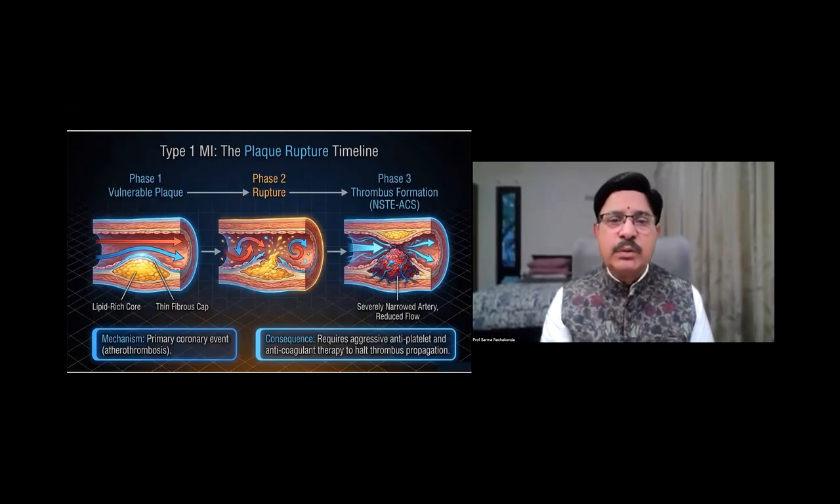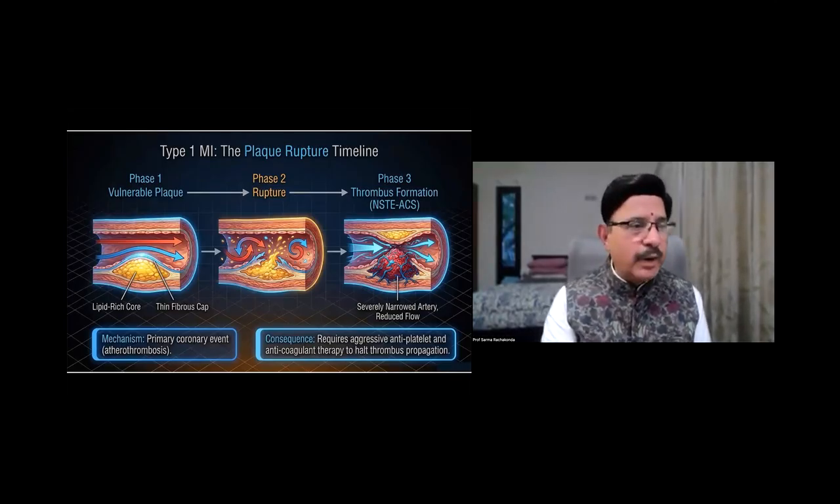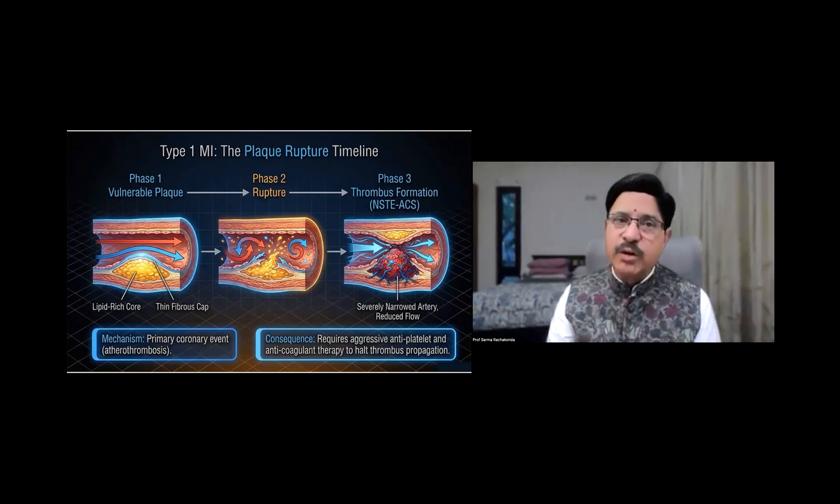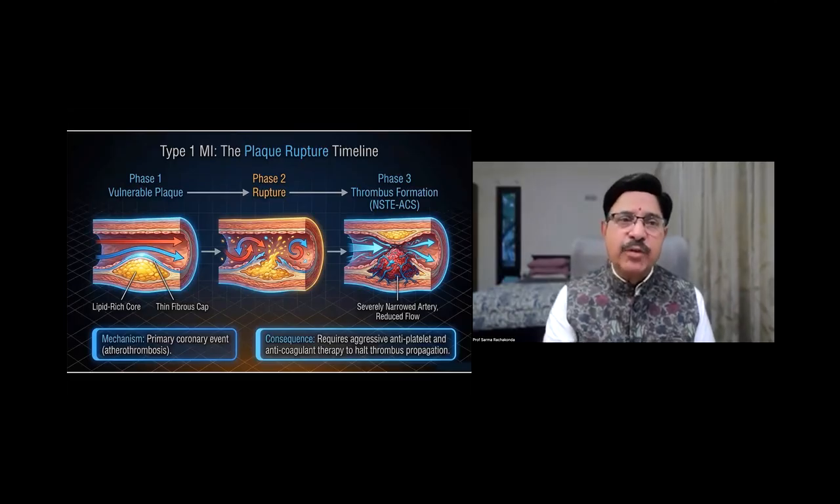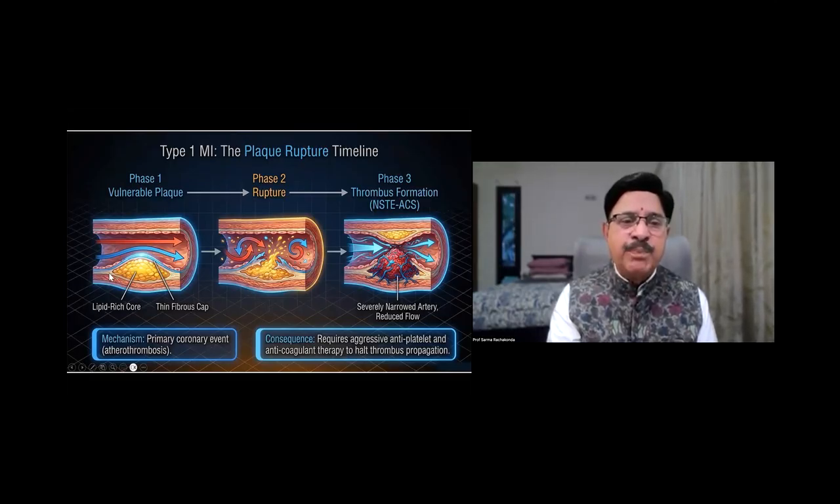I am now contrasting type 1 and type 2 myocardial infarction. Type 1 MI, plaque rupture, timeline. Phase 1, there is a vulnerable plaque. Most people around their 40s, 50s already have this plaque buildup. There is a lipid-rich core inside, LDL and other molecules, with a thin fibrous cap, but still blood is flowing, and he is not manifesting any ischemia or infarction here.